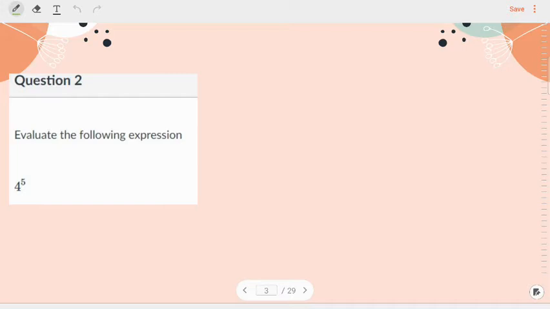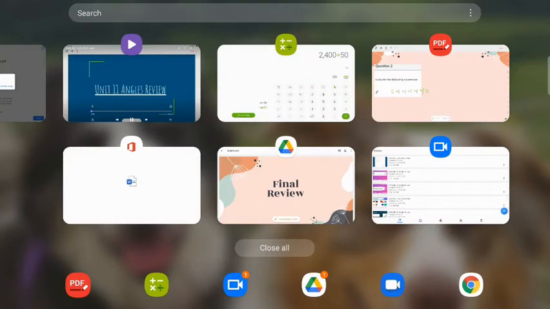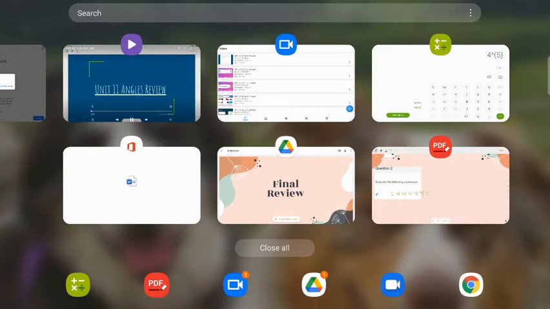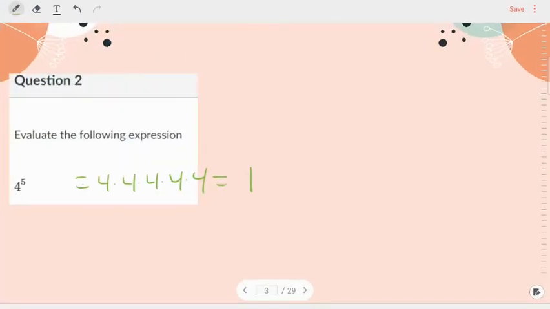Number 2, evaluate the following expression. That we can do using a calculator. Now, 4 times 4 times 4 times 4 times 4 is equal to, tell me what it's actually equal to. So 4 to the 5th power, 4 to the power of 5, is 1,024, pardon me. And that is my final answer. Make sure you get the number form, not just the written out form.